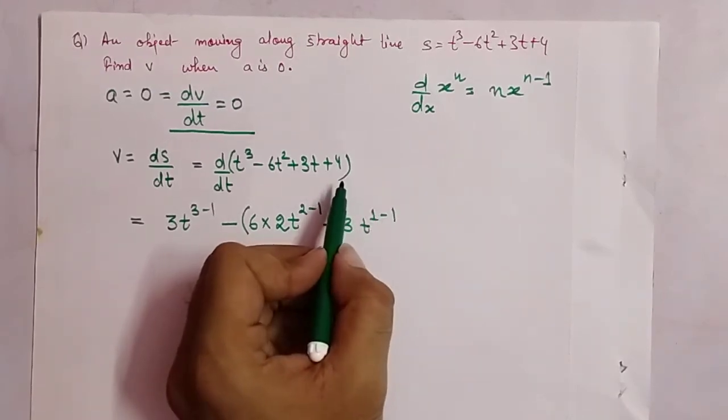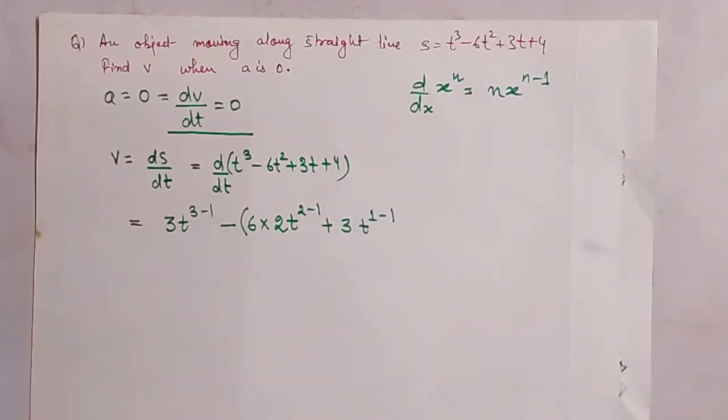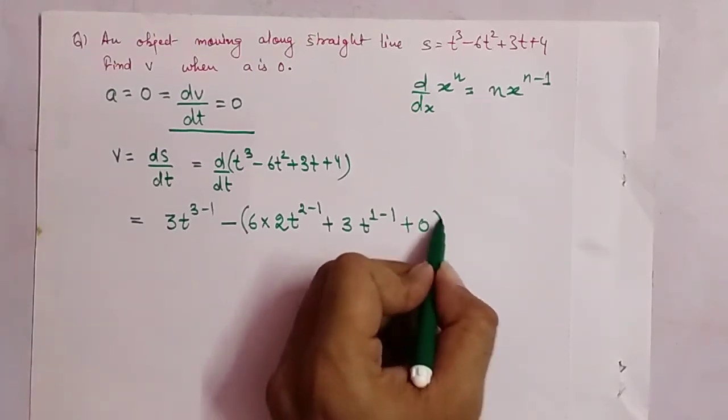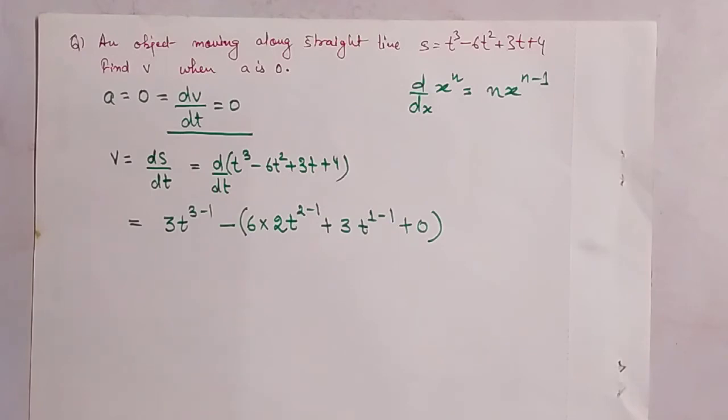And here the last term is constant. So I told you the constant term cannot be differentiated because it does not change with respect to time. So that means it will be 0. The rate of change is 0 for the constant.